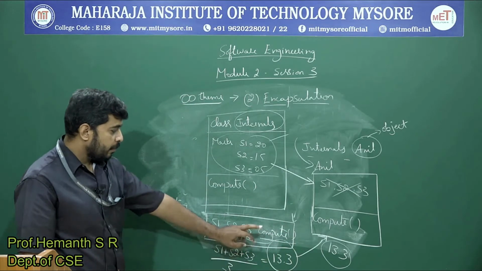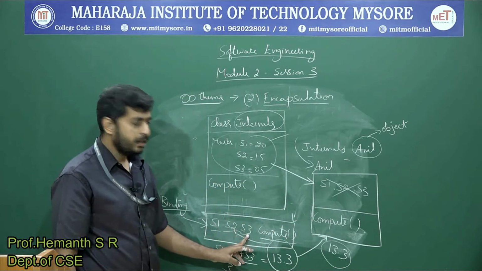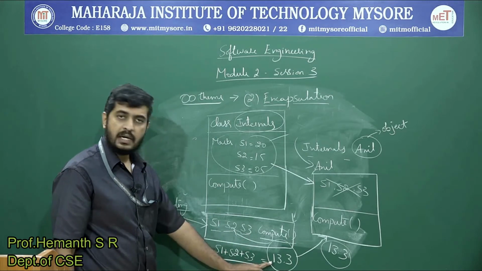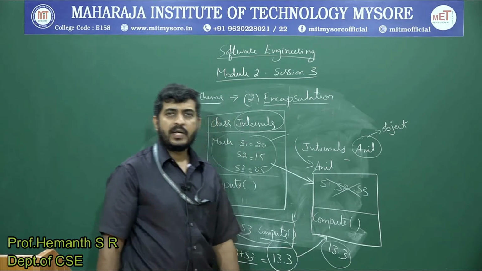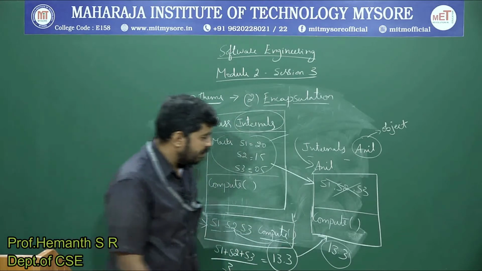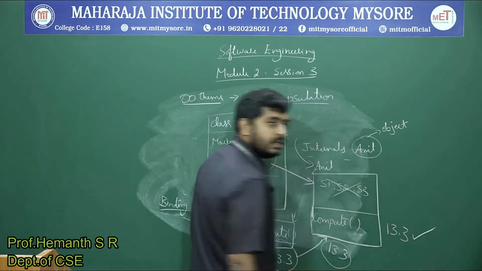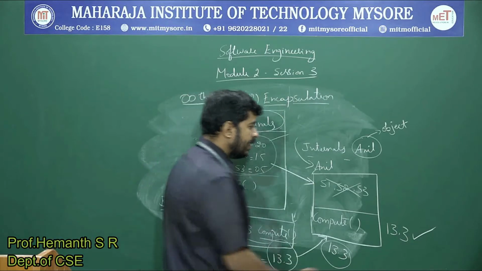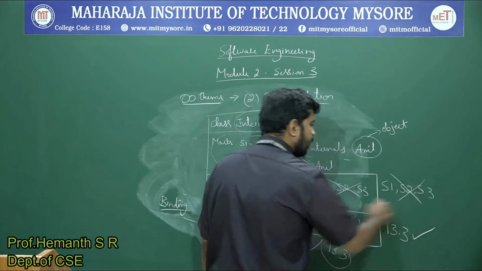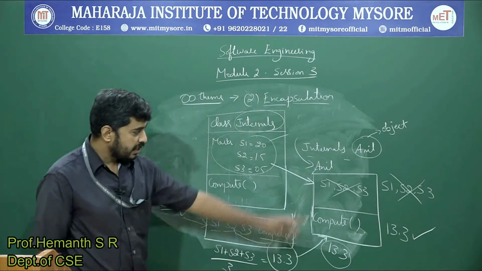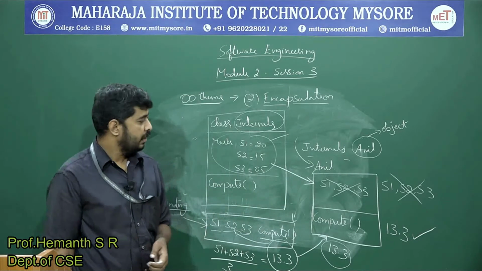So the compute method within the Anil object can access S1, S2, S3, do the required computation, get the result and pass the result back to the Anil object. Now what will Anil be able to access? Anil will be able to see his final average 13.3. He will be able to see this, the Anil object. But the Anil object will not be able to see S1, S2 and S3. This is not accessible. But the final average of S1, S2, S3 is accessible to Anil.